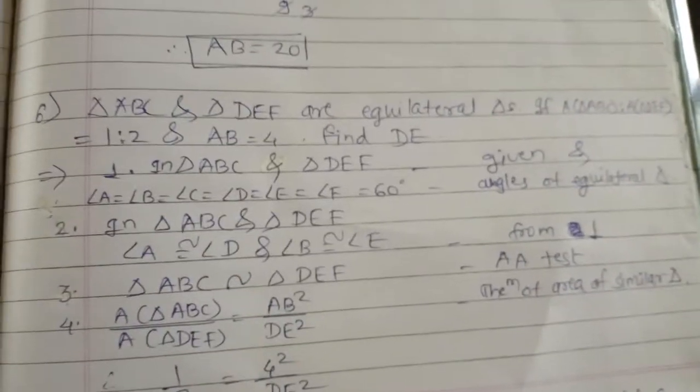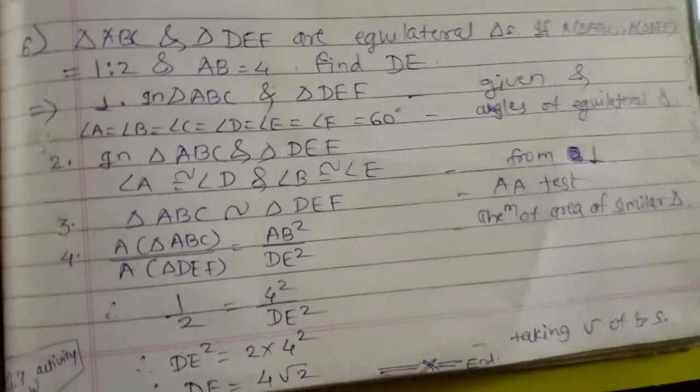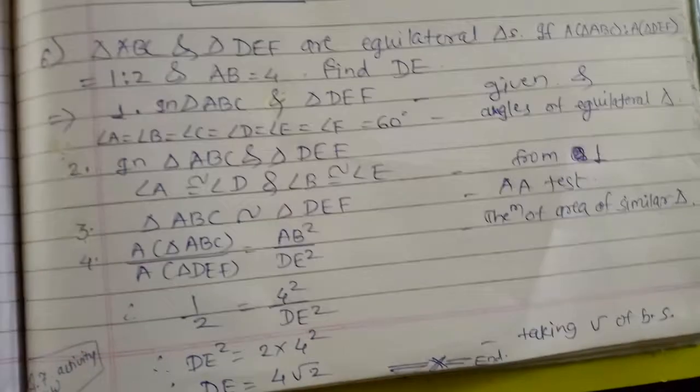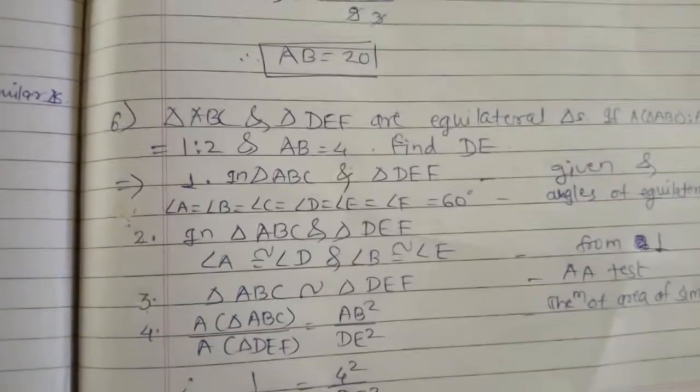Question number 7 from this exercise is related to the activity, so you can easily solve it. So this is the end of the chapter on similarity, and in the next lecture we will see the next chapter. Thank you.